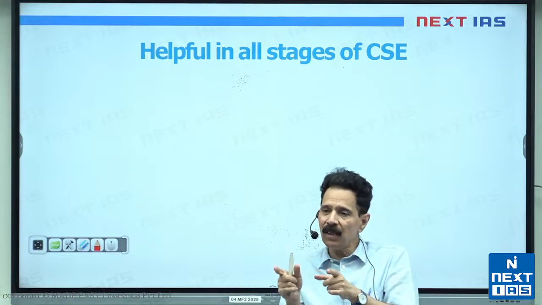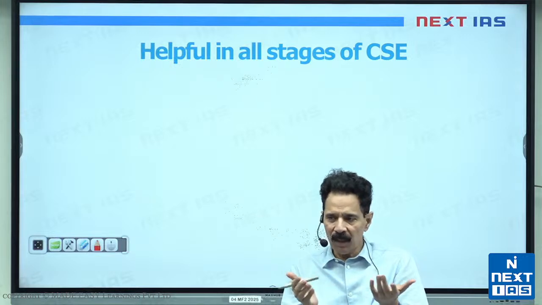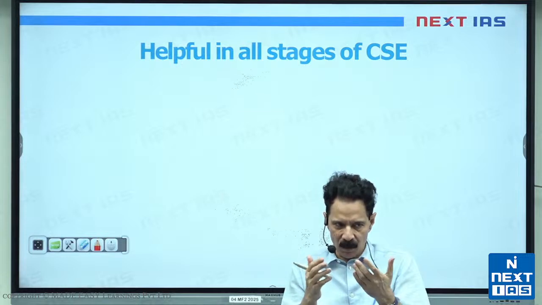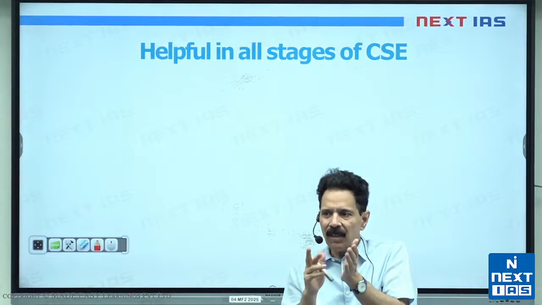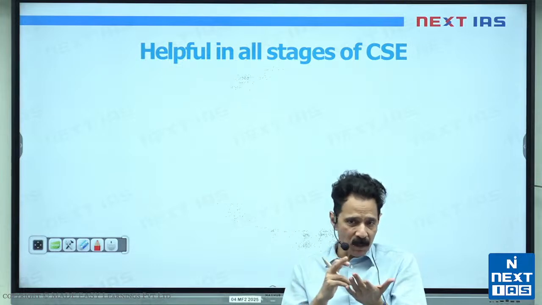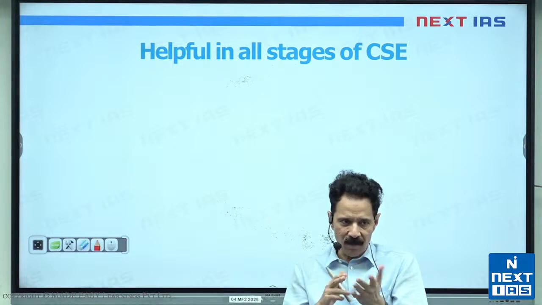Then history is in the Preliminary exam. I think around 15 questions are there in the Preliminary exam out of history. That helps you there. History is in GS Mains. First see the first paper: you have history. All of history optional is there in GS Paper 1.